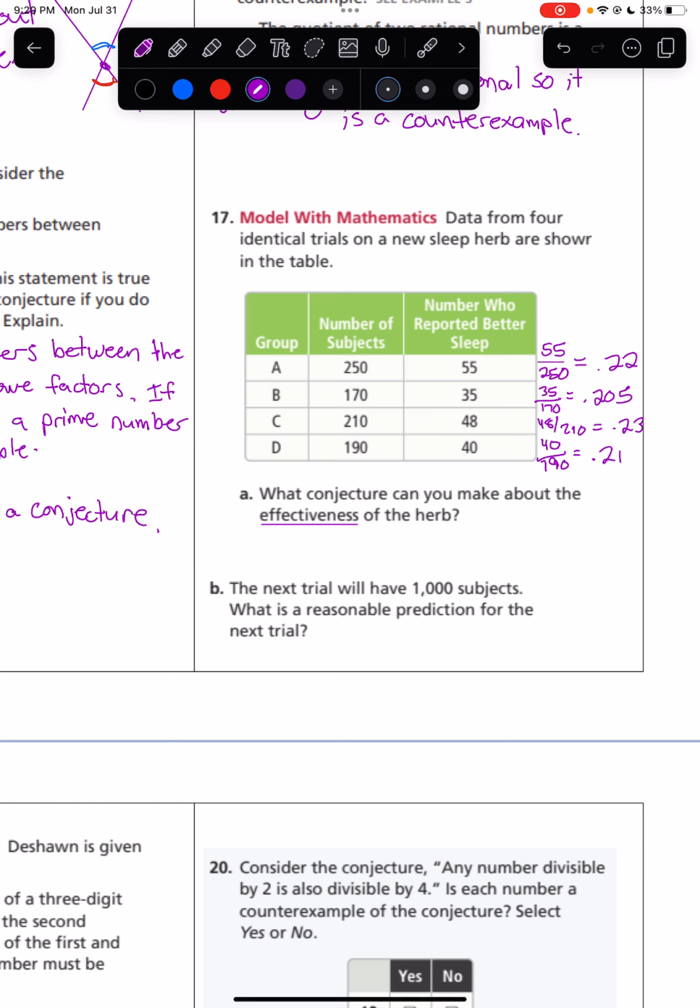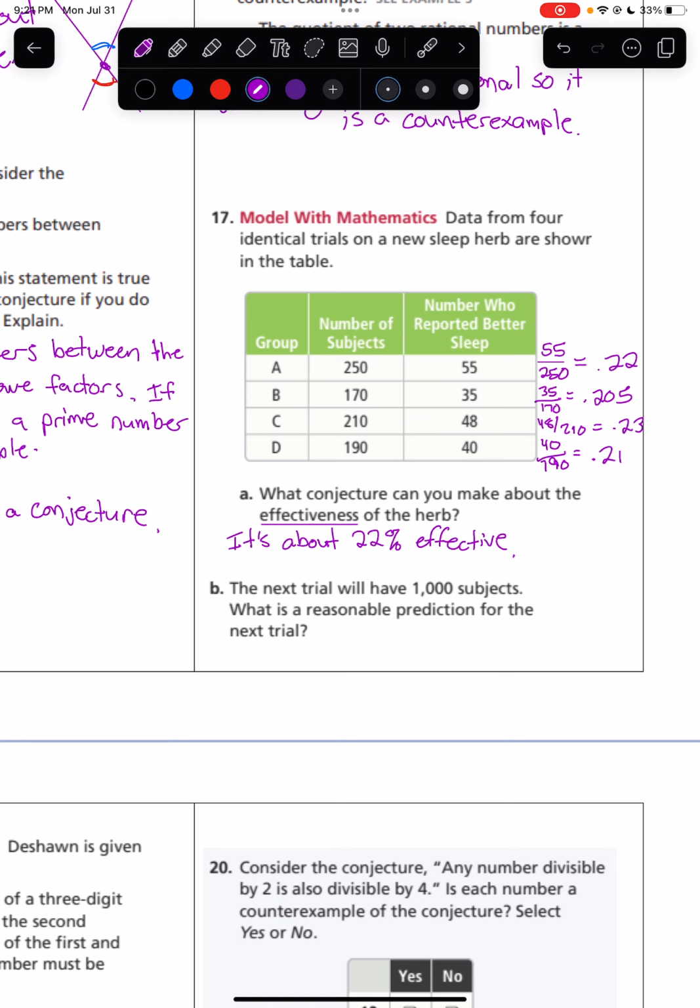So what conjecture can we make? Those numbers are all similar percentages, so our conjecture can be based off of that. And we can say that the herb is about 22% effective.